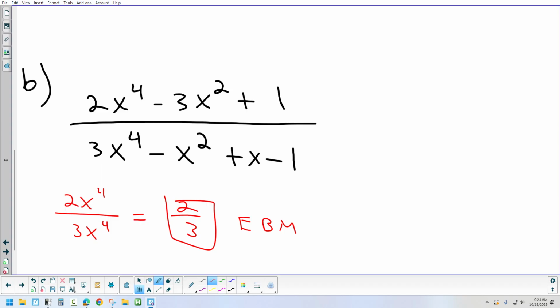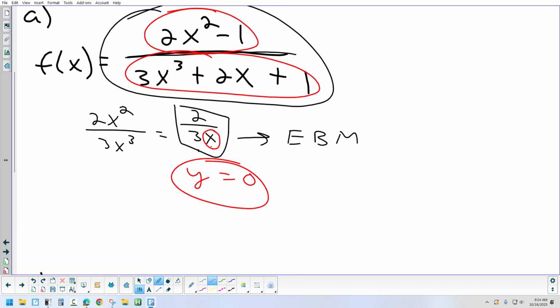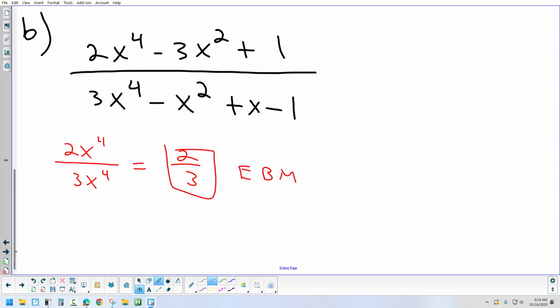Okay, now to find the horizontal asymptote, you do the same thing we did in the last problem. Look at your EBM, find the x, and let x get bigger and bigger. And then tell me what happens to the entire thing in that box. Okay, so there's your EBM. Let the x get bigger and bigger, and tell me what's going to happen to the number in that box.